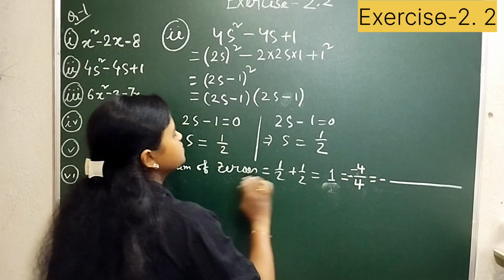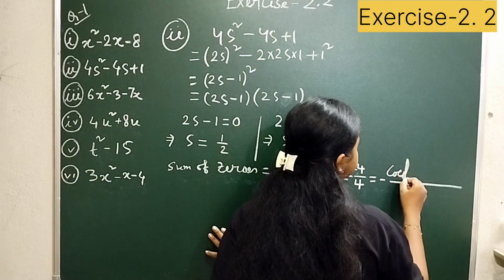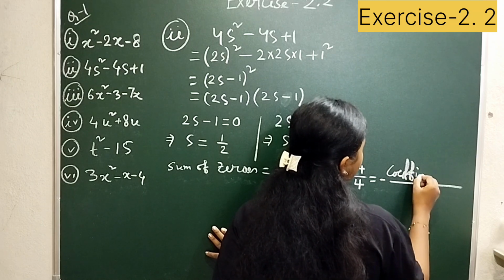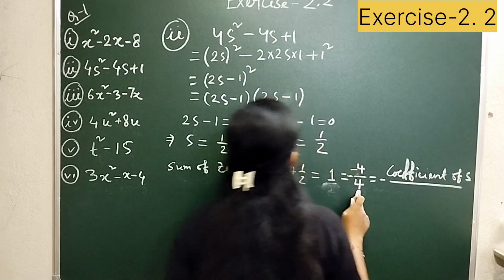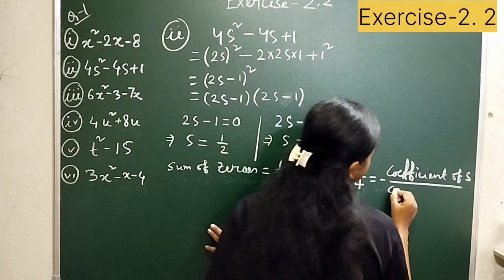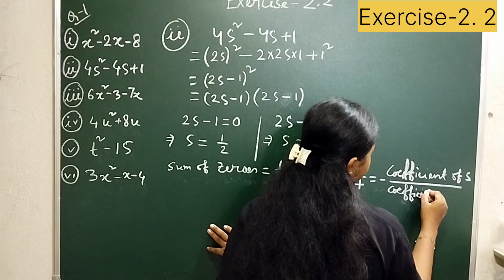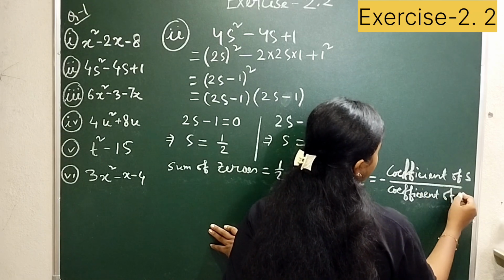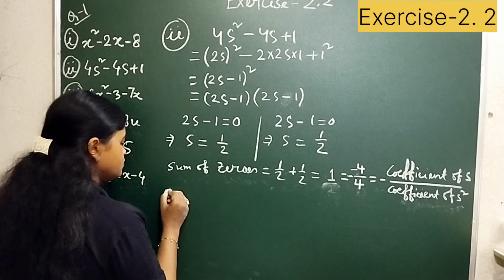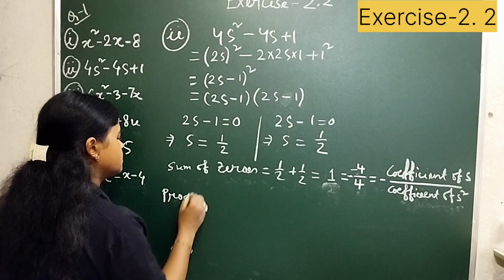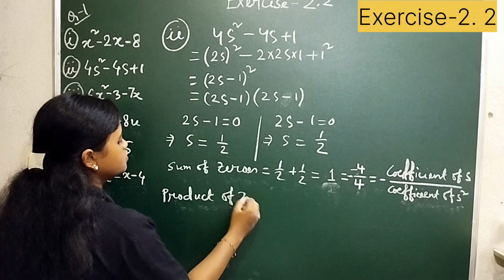So 1 minus 4 is what? Coefficient of x is minus 1, and 4 is what? Coefficient of x square. So minus coefficient of x divided by coefficient of x square. Okay, now we have to find out the product of the zeros.